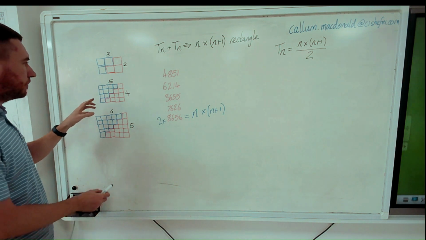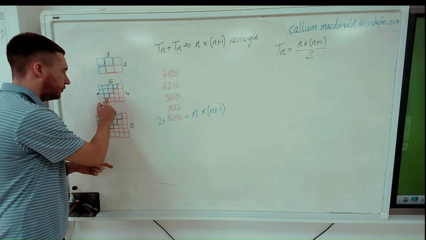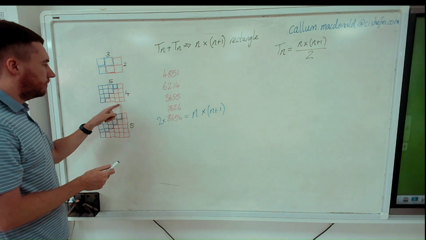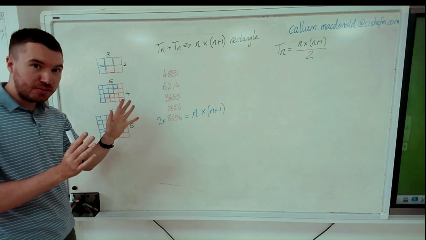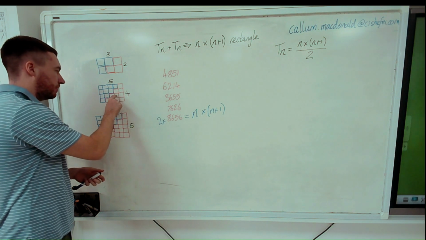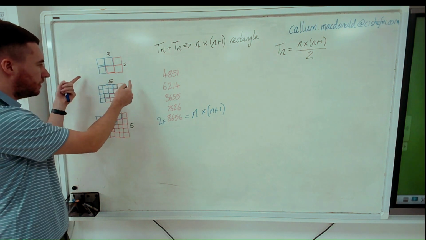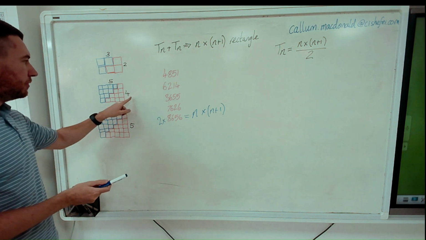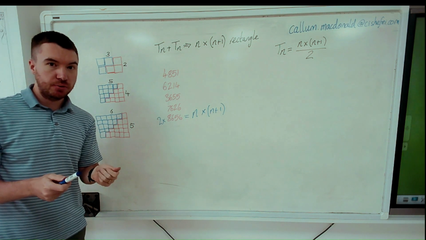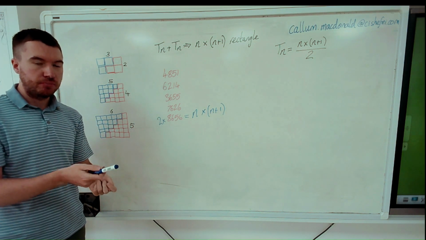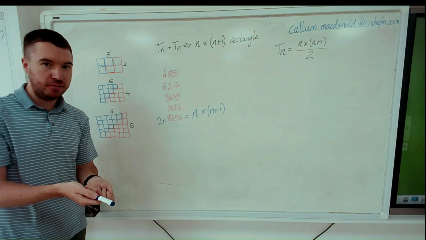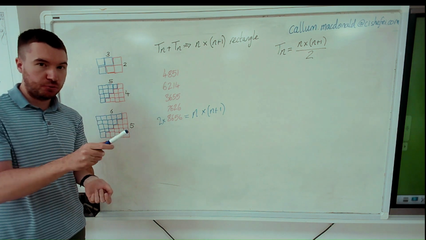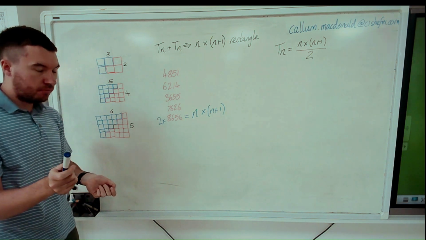Similarly, this 4 by 4 triangle, T4, has 10 squares in it, right? Times by 2 gives 20, gives the rectangle. If I square root 20, I get a number between 4 and 5. How do I know? Because square root of 16 is 4. Square root of 25 is 5. So square root of 20 is between 4 and 5.